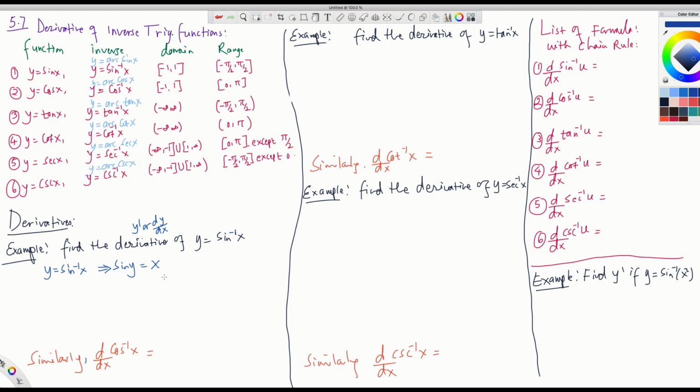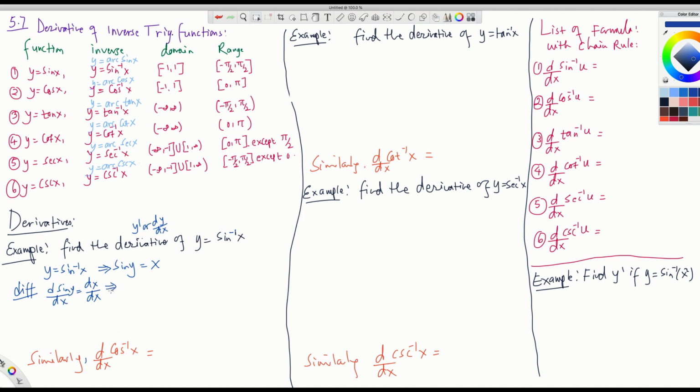Now you want to find the derivative. Differentiating both sides gives d(sine y)/dx equals dx/dx. I'm finding the derivative with respect to x. There is sine y on one side and x on the other, so they don't match, and we need to use the chain rule.